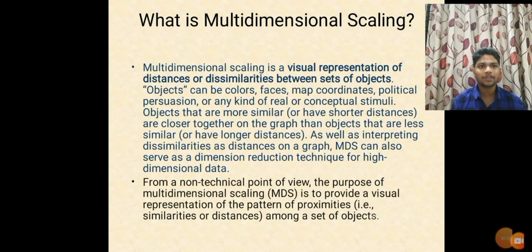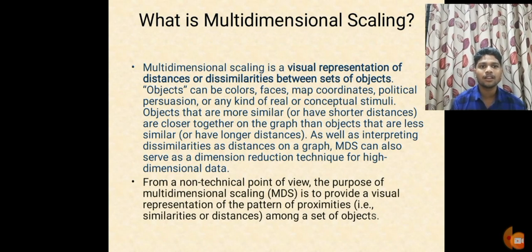What is multidimensional scaling? Multidimensional scaling is a visual representation of distances or dissimilarities between sets of objects. Objects can be colors, faces, map coordinates, political persuasion, or any kind of real or conceptual stimuli. Objects that are more similar or have shorter distances are closer together on the graph than objects that are less similar or have longer distances.